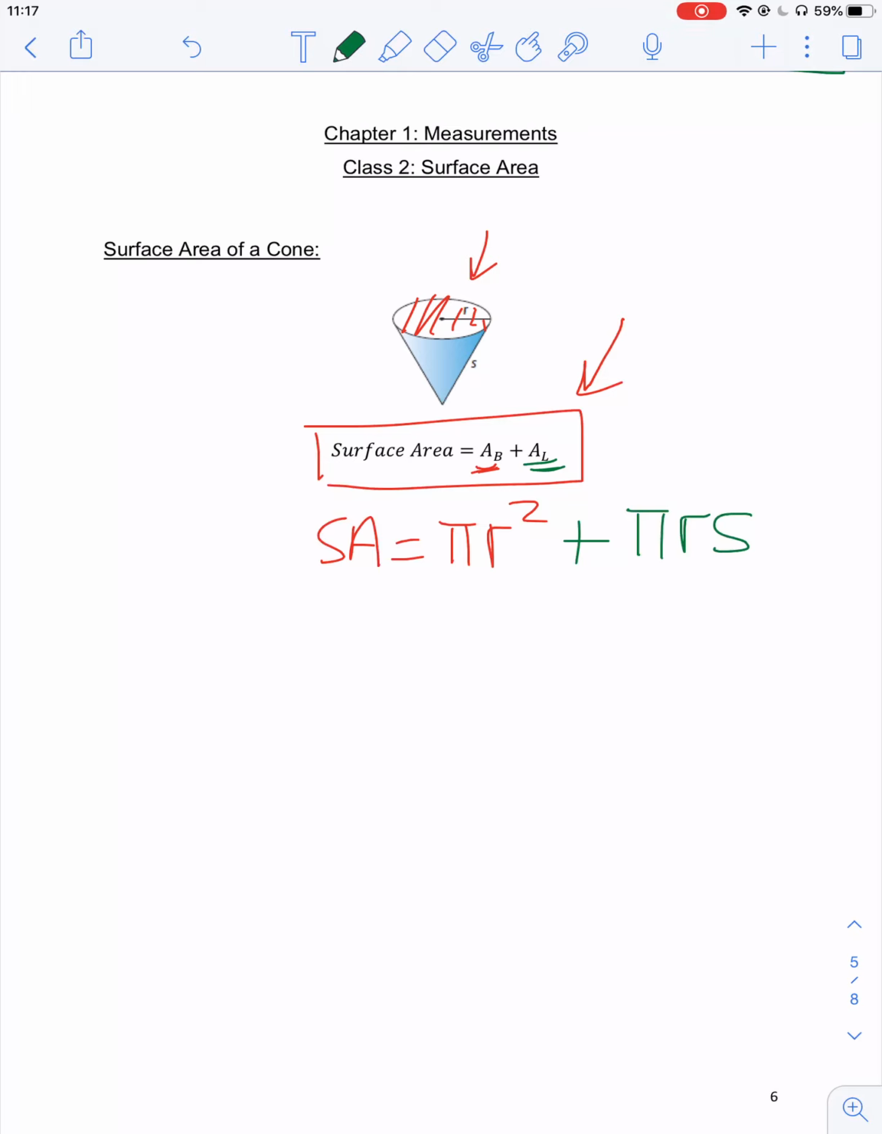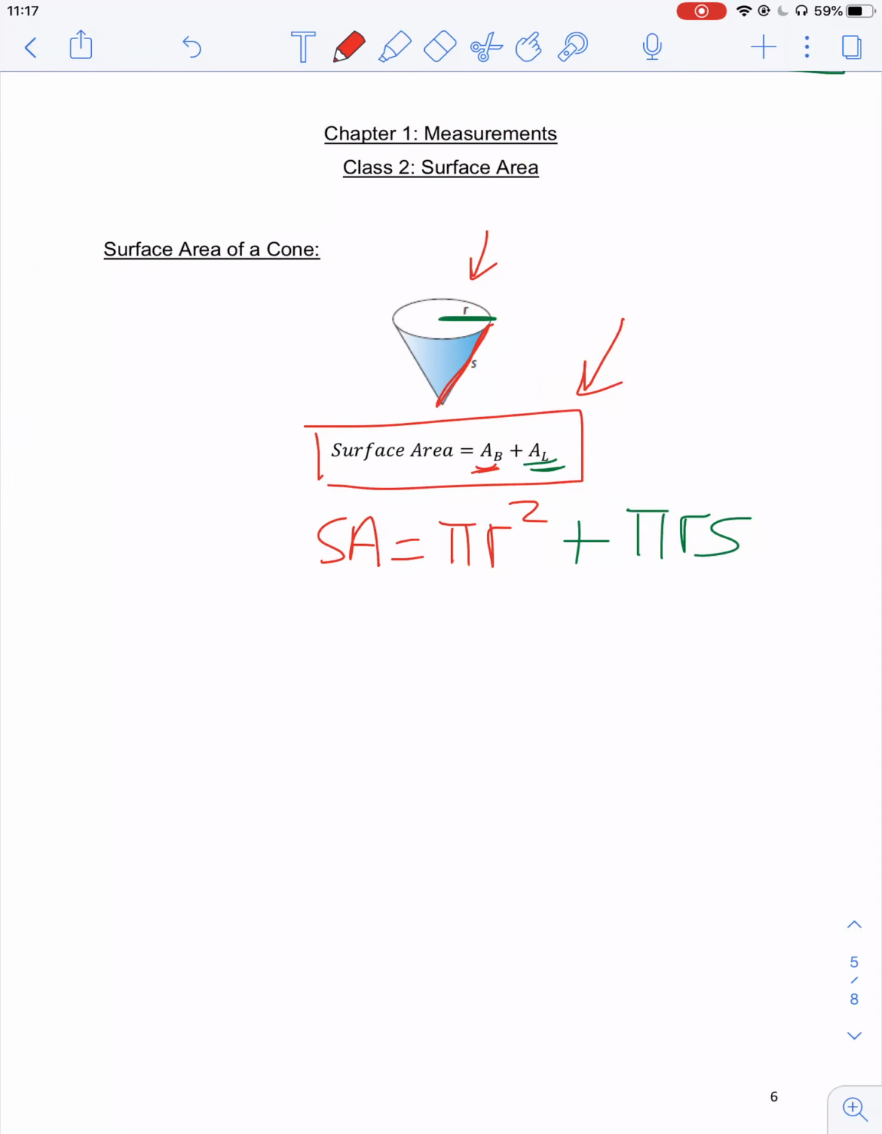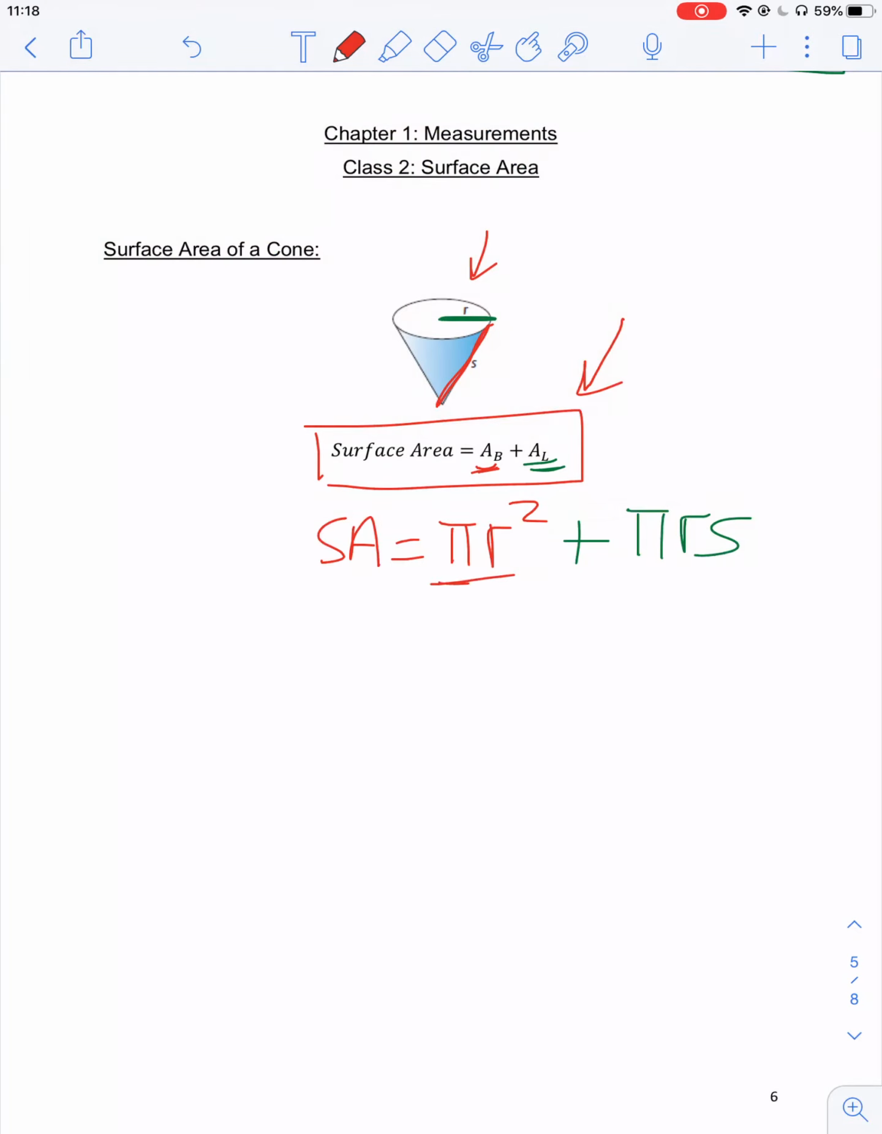So s, think of your s as kind of like the slant height in the pyramid. And r is the radius of your circle. So r over here is the same r as this, which is the radius of your circle. So as long as you have r, the radius of your circle, and this s value, which you can think of as a slant height, you can find the lateral area. The base area should be slightly familiar to you because that's just the formula to find the area of the circle.